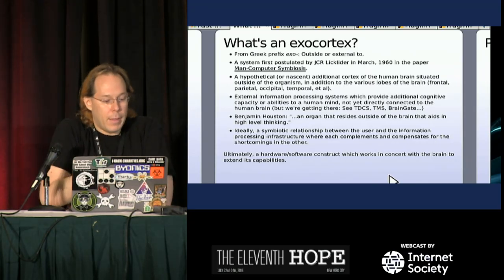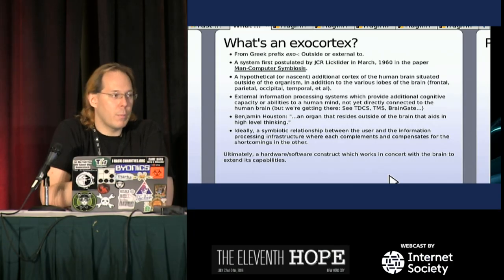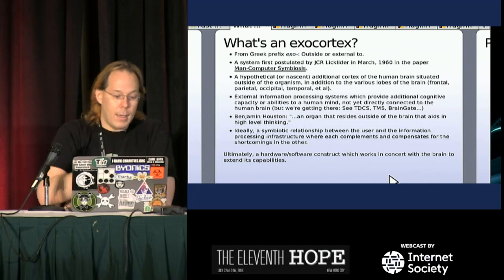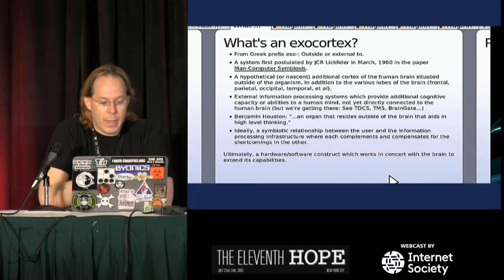He also said that an exocortex constituted an external information processing system which could provide additional cognitive capacity or abilities to the human mind, which are not yet directly connected to the human brain, but we're starting to get there. We've got TDCS, TMS, BrainGate, and these direct interface technologies are going to be developing in years to come, but I'm not going to touch on those.